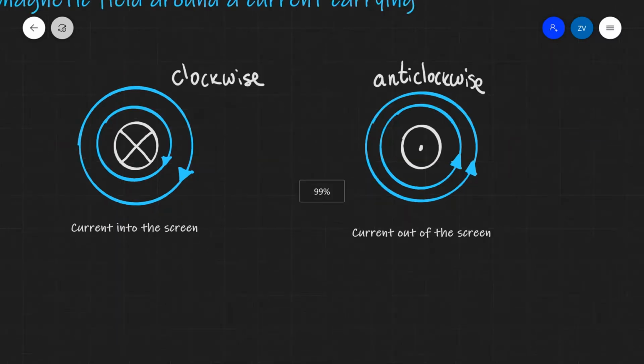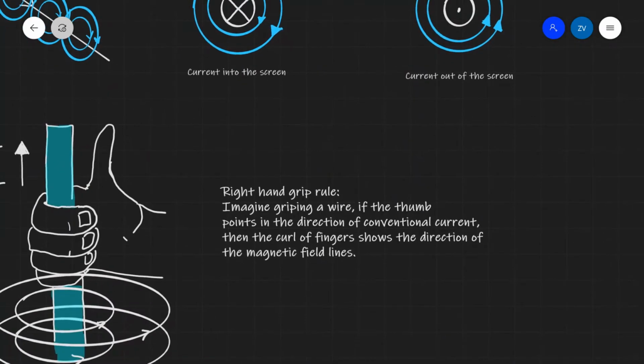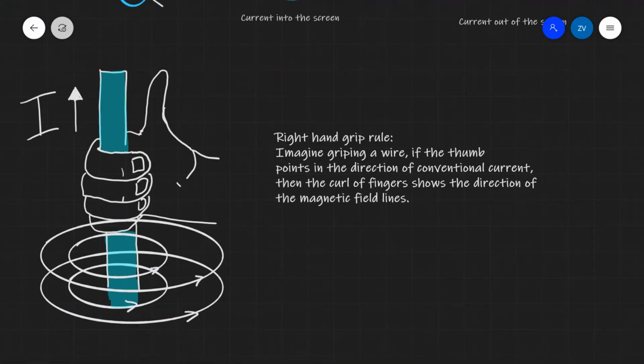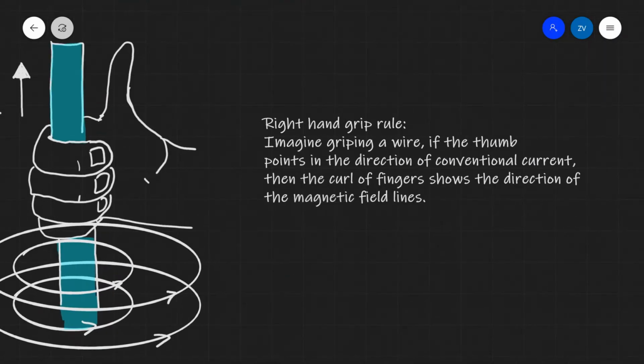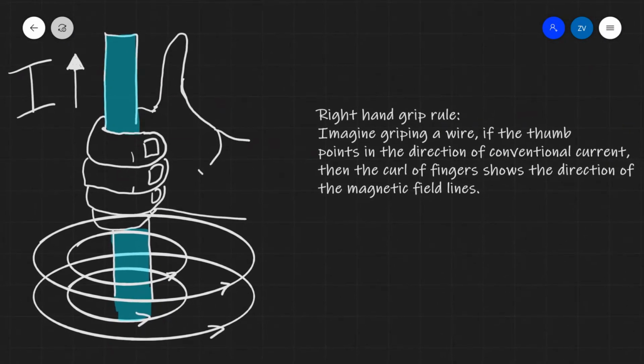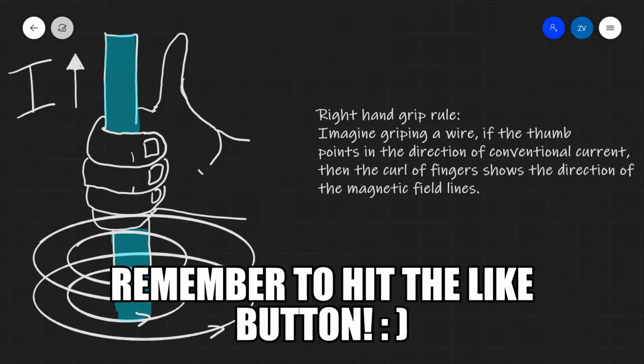We can summarize this rule by essentially the right hand grip rule, which is an alternative way of trying to remember the same phenomena. You can see my little drawing over here of a thumbs up, which just reminds me, if you haven't liked this video, I think this over here is a good indicator to hit the like button.